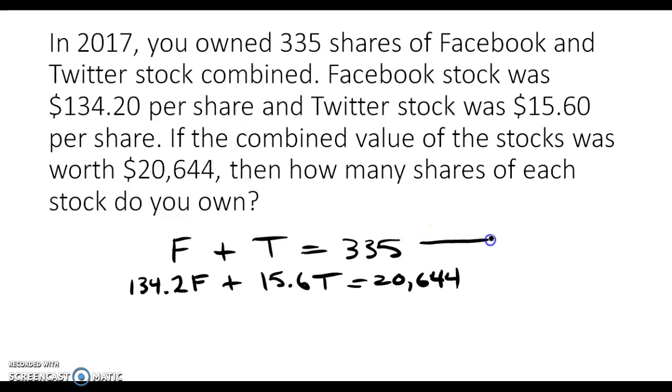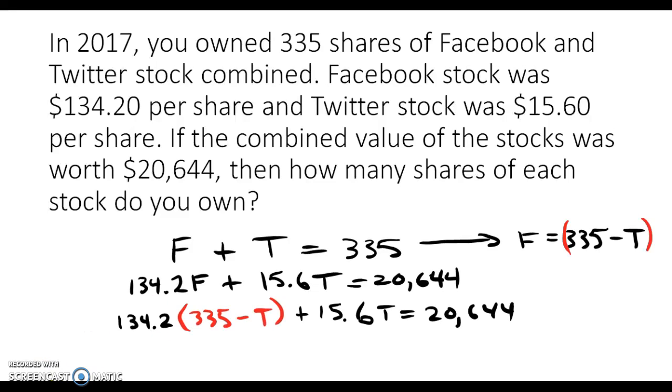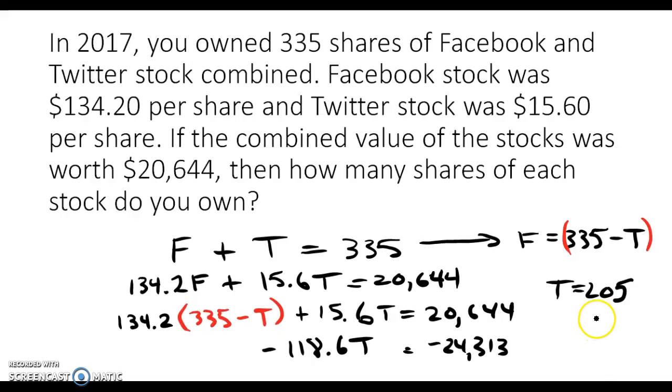Again, I'm using the substitution method. So F is equal to 335 minus T, and now I'm going to substitute that in for F. And now I'm going to distribute, solve for T. I'm going to do 24,313 divided by 118.6, and we find out that we have 205 shares for Twitter, and we have a total of 335, so that means we have 130 shares of Facebook.